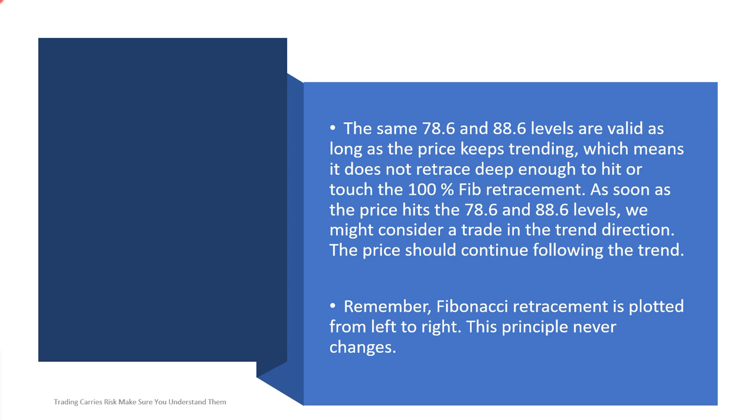The same 78.6 and 88.6 levels are valid as long as price keeps trending, which means it does not retrace deep enough to hit or touch the 100% Fib retracement. Now, to certify this, a lot of times you want to use other indicators, especially trend indicators. The markets could be overbought or oversold, but we want to make sure that it isn't a reversal, that we are just retracing and ready to continue on that trend. So we need to know that the previous trend will continue.